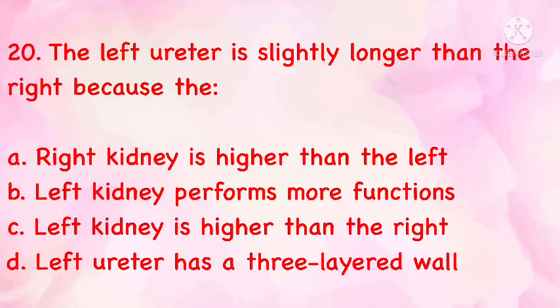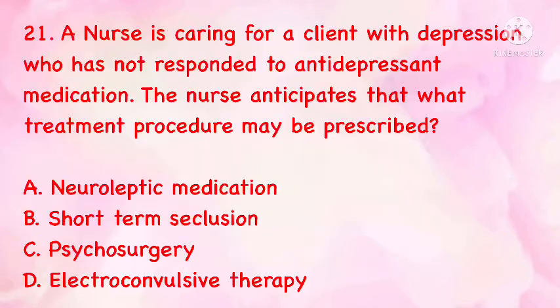The left ureter is slightly longer than the right because the right kidney is higher than the left. Left kidney performs more functions. Left kidney is higher than the right. Left ureter has a 3-layered wall. The correct answer is C. Left kidney is higher than the right.